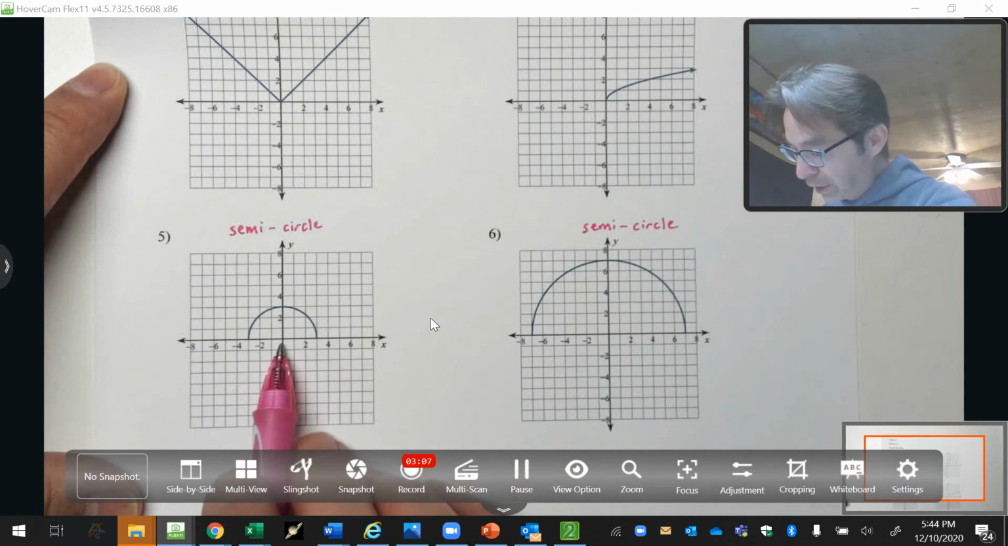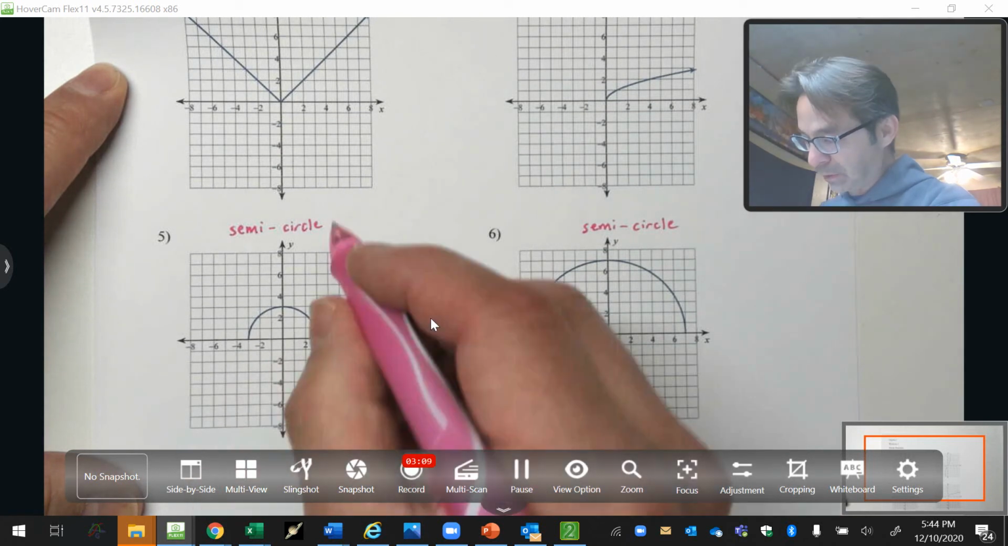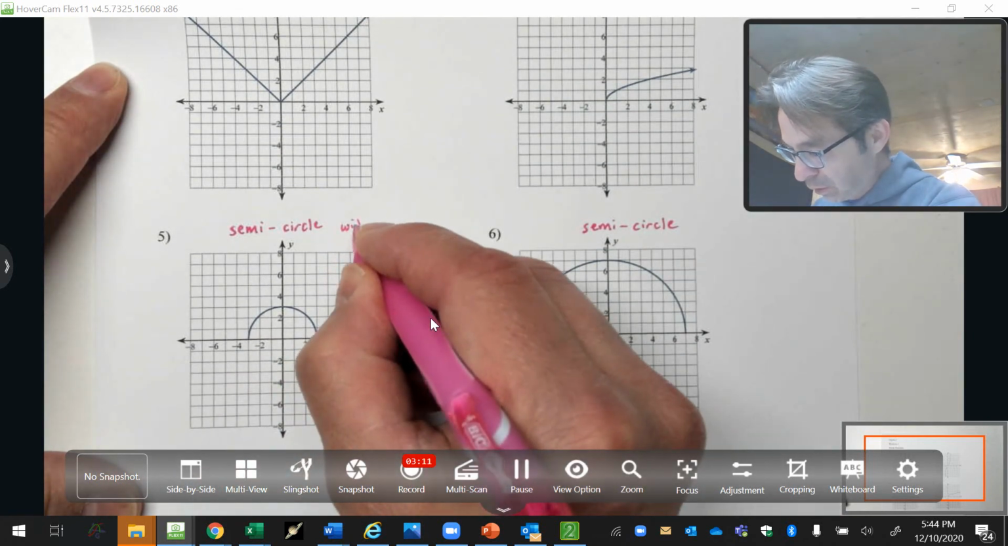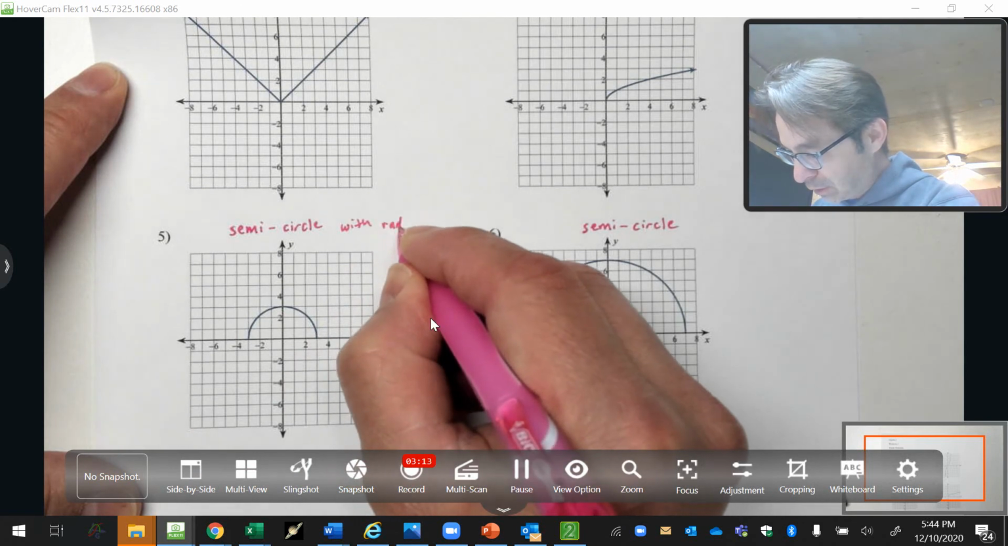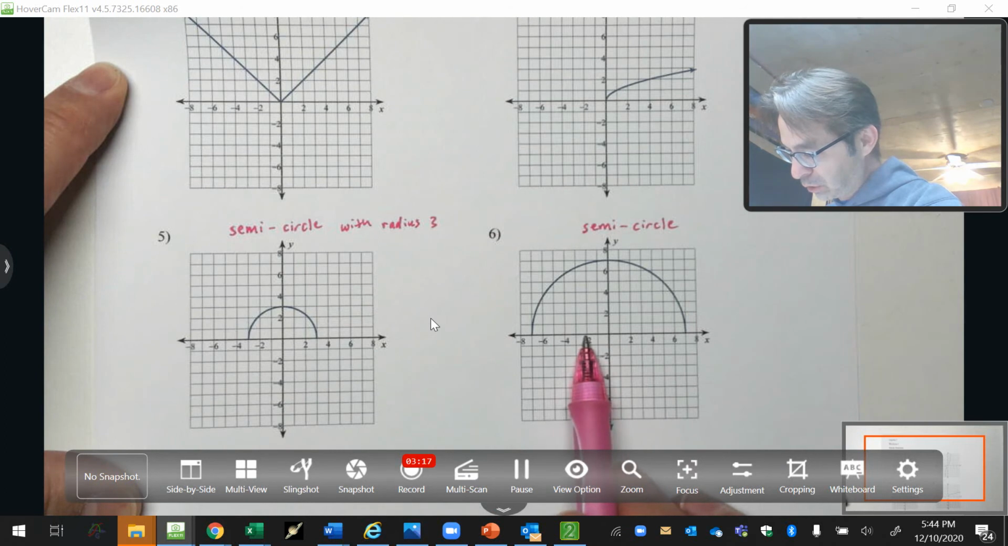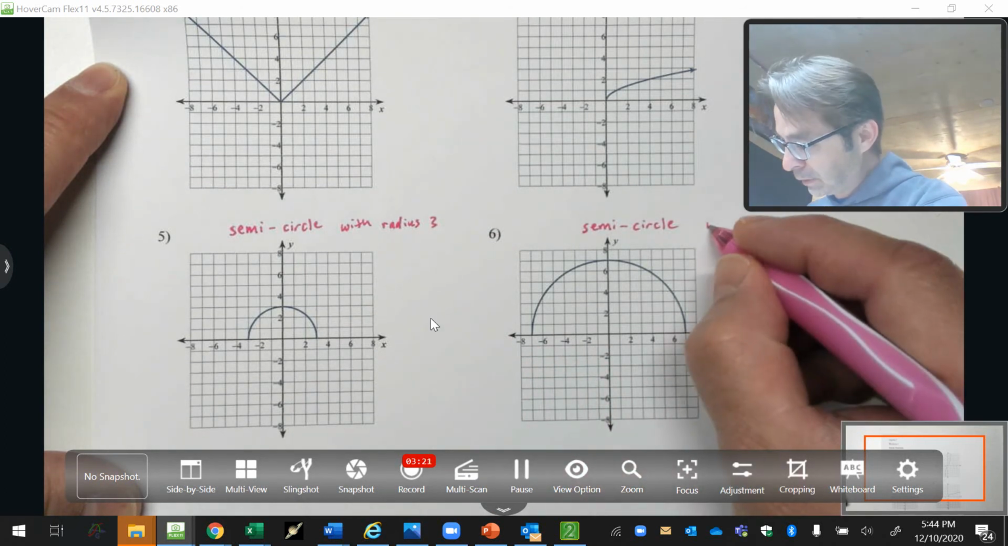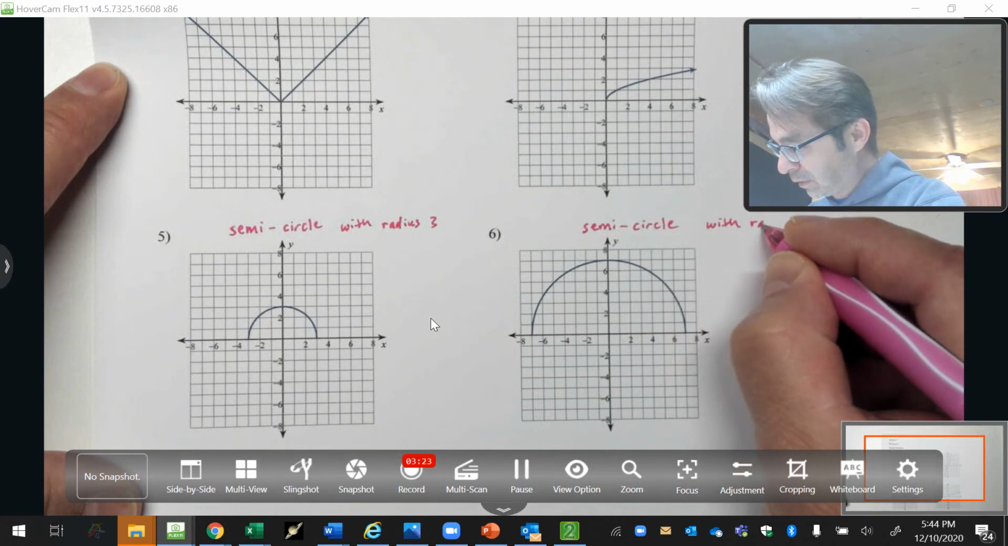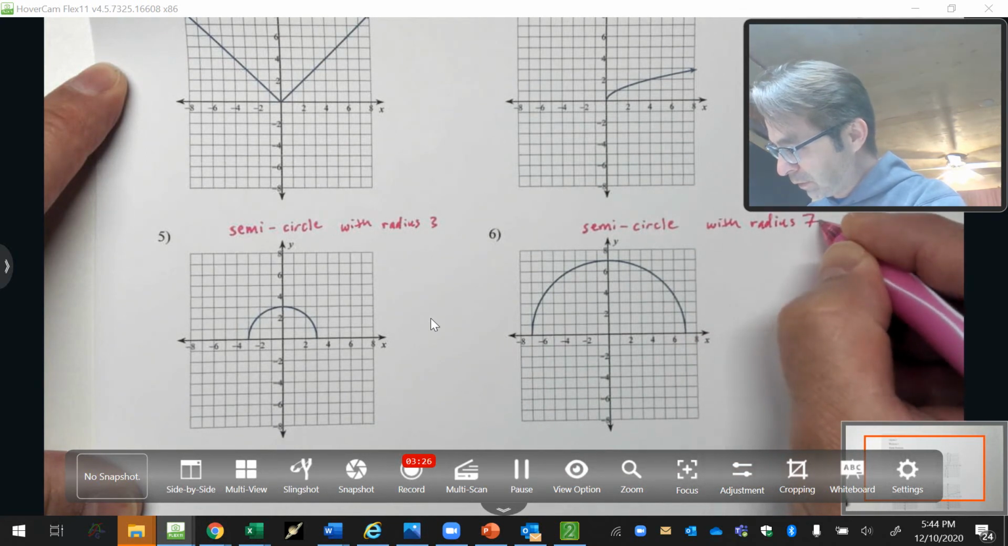This one has a radius of 1, 2, 3, radius 3. This one has a radius of 1, 2, 3, 4, 5, 6, 7.